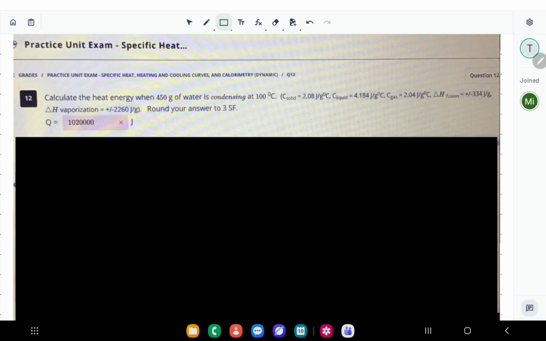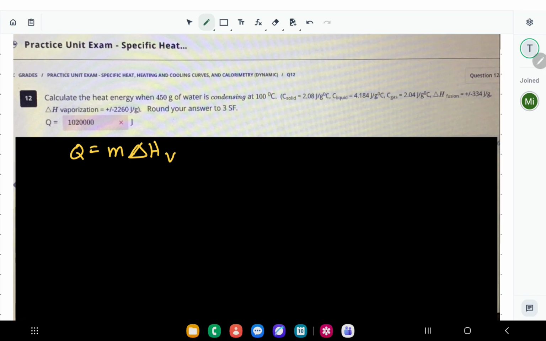Okay. Calculate the heat energy when 450 grams of water is condensing at 100 degrees Celsius. Okay, we're given the heat capacity: solid, liquid, gas. Now, heat of vaporization. Round your answer to 3 significant figures. So it says condensing at 100 degrees Celsius. So that means we use the latent heat, delta H vaporization.